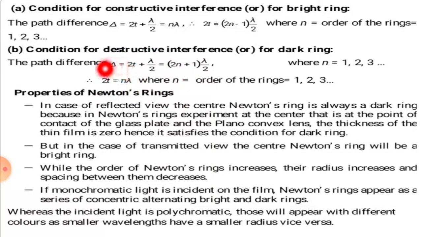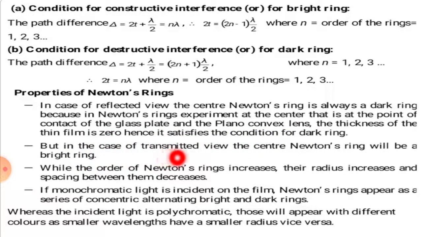This is the condition for dark ring. Now we will discuss the properties of Newton's rings. In case of reflected view, the center of the Newton's rings is always dark, because in the Newton's rings experiment, at the point of contact, the thickness of the air film is t equal to 0, and hence the resulting path difference is lambda by 2, which is the condition for destructive interference. Hence the central spot will appear dark.